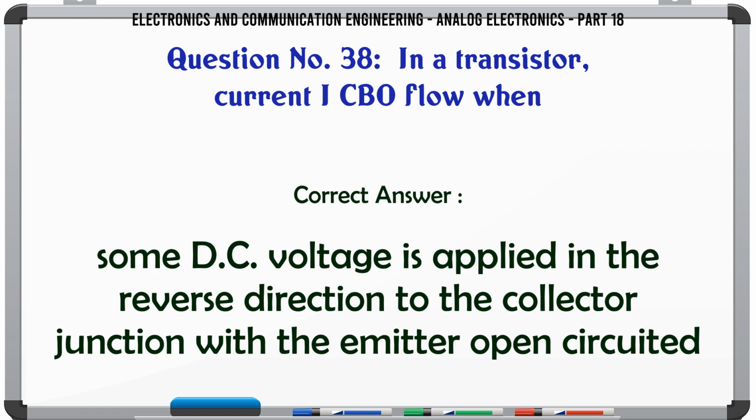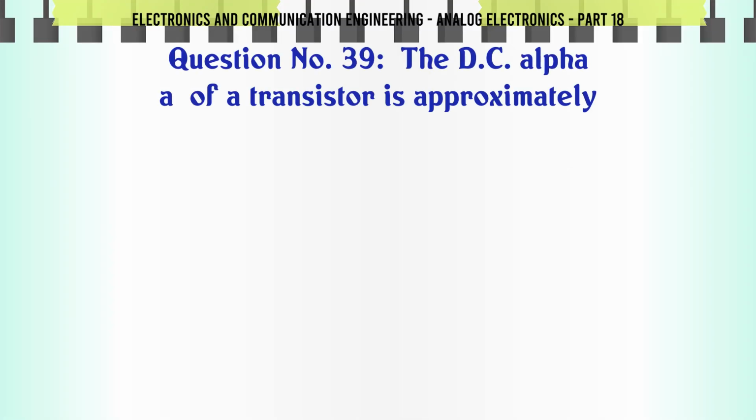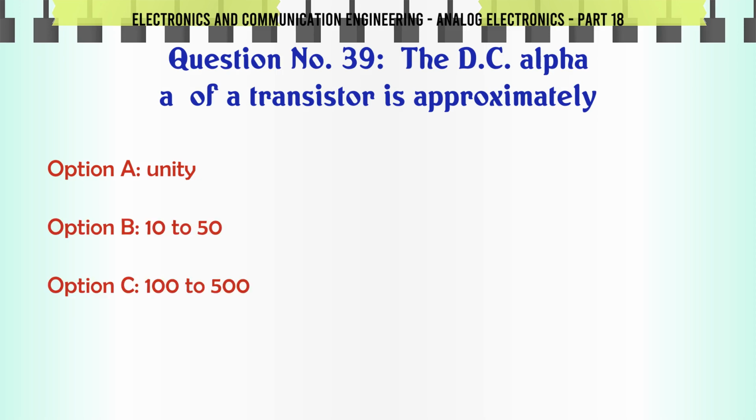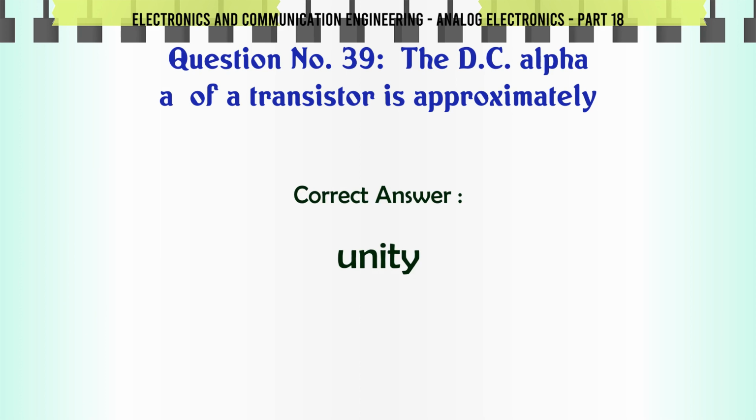The DC alpha of a transistor is approximately A. Unity. B. 10 to 50. C. 100 to 500. D. 1000 to 5000. The correct answer is unity.